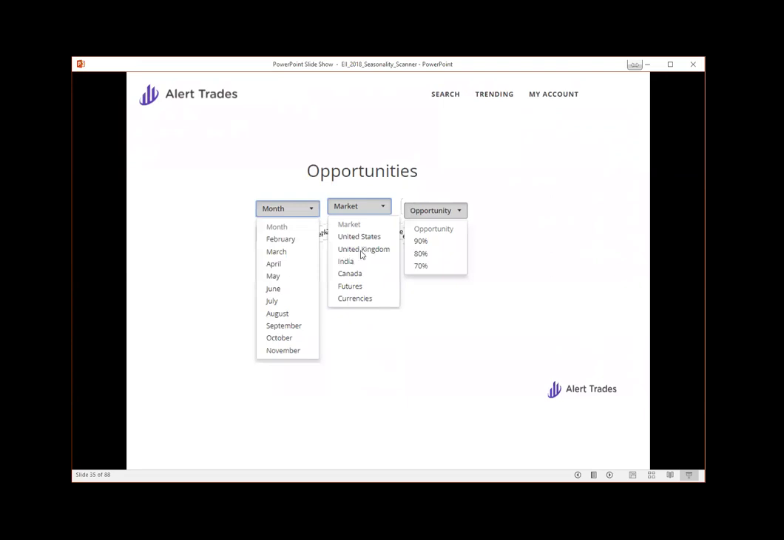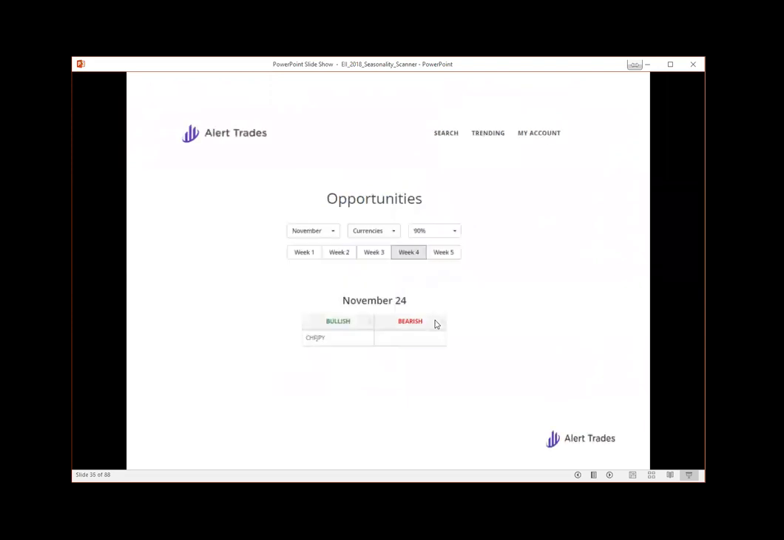Stock markets. This also includes Germany and Switzerland and so forth, India, Canada, futures, currencies, and Australia will be added in about a week or 2 weeks, okay? And slowly we're adding all the other countries in there too, okay? So this is exactly where you choose all these opportunities here. And at that point, then you choose the week.